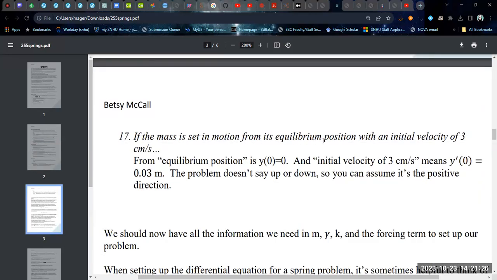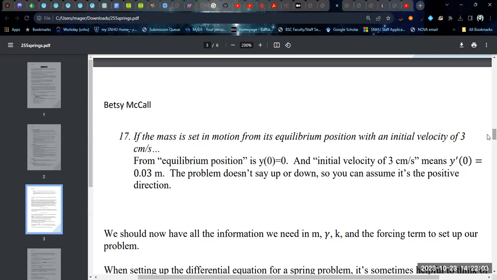If the mass is set in motion from its equilibrium position with initial velocity of 3 centimeters per second, so from the equilibrium position means y of 0 is 0. But the initial velocity of 3 centimeters per second means, again, in the units of meters, y prime of 0 is 0.03. If, again, you're using CGS units, then this is already in centimeters, and you would just call it y prime of 0 is 3. So again, you have to worry about being consistent with which system you're working in.